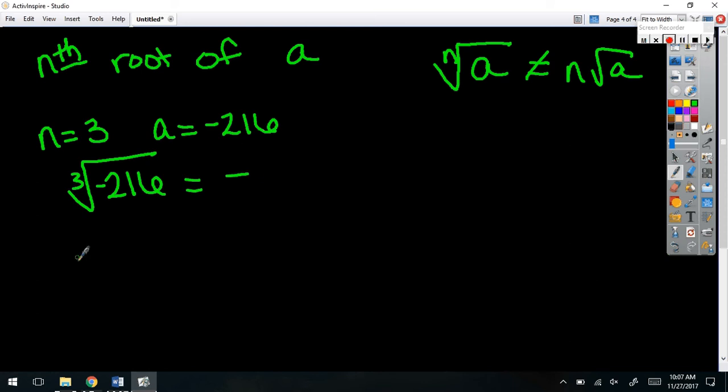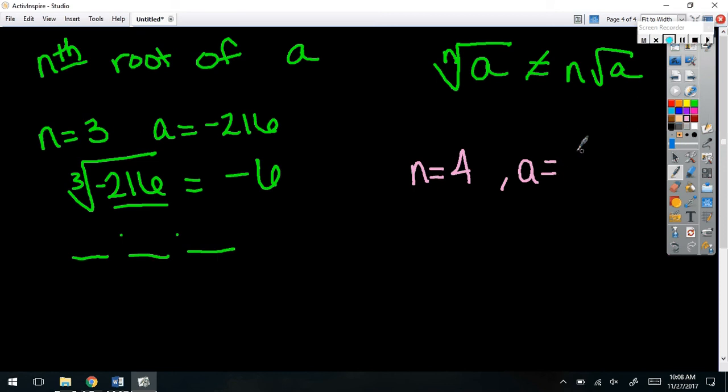So now I'm asking myself, what times what times what gives me 216? Negative 6. I do not need a plus or a minus because it is not an even number. If it's an even number, plus or minus. Because a negative number times itself an even number of times always gives you a positive number.